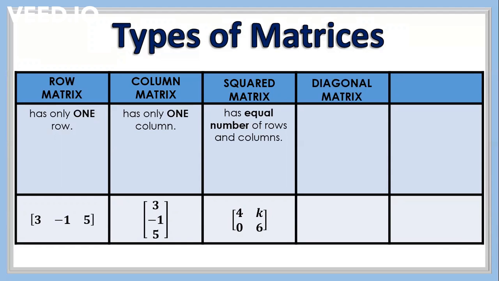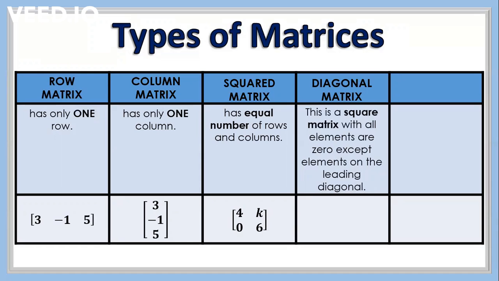Our fourth type of matrix is called a diagonal matrix. This is a square matrix with all elements 0 except elements on the leading diagonal. In this example, we have 4, 0, 0, 6. Notice the leading diagonal, which has 4 and 6, are non-zero digits. Our non-leading diagonal has zeros. So we refer to this as a diagonal matrix.